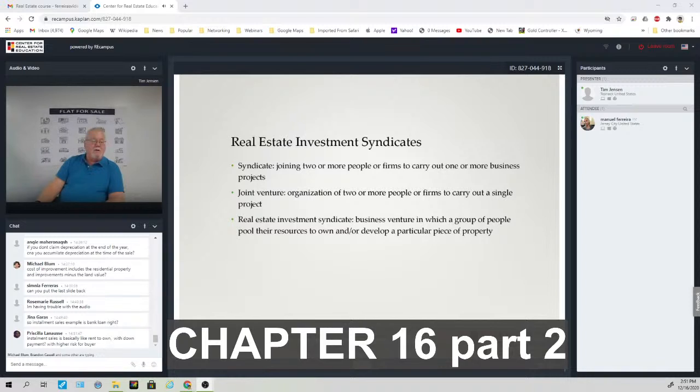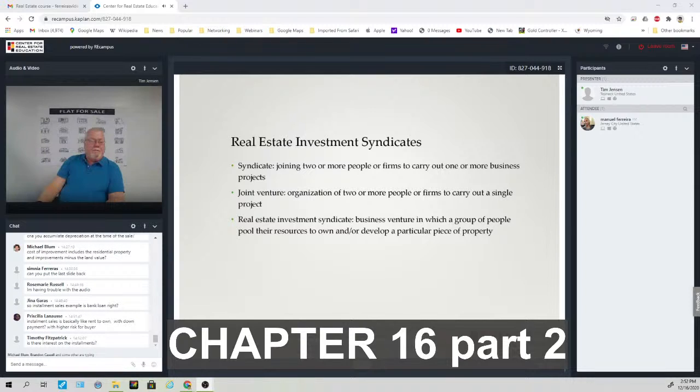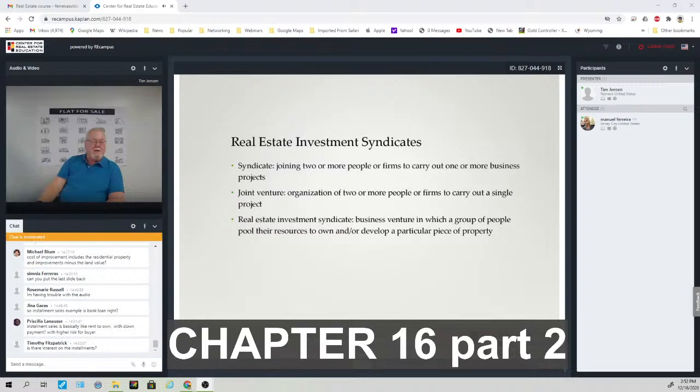Installment sales is basically like rent to own with a down payment, pretty much, with higher risk. Exactly. Yes. Priscilla, you nailed it. It's like a rent to own, but with high stakes gambling is where it's at. All right, let's move on. Oh, is there interest on the installments? Yes, there would be interest on that. Or I could just use straight installments, including my interest on it.